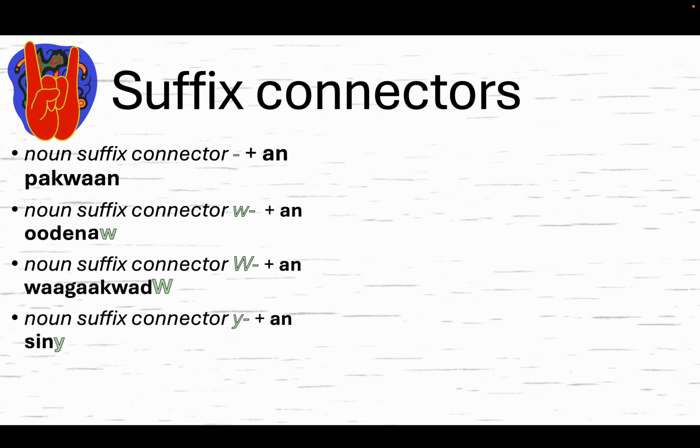And then our word sin has a y suffix connector to show you what happens when we add the plural suffix an to that. So when we add the plural suffix to a word without a suffix connector, we can just attach it like so. Pakwanan is our word for roofs. For our words with lowercase w suffix connectors, we're going to incorporate the w into our word like so.